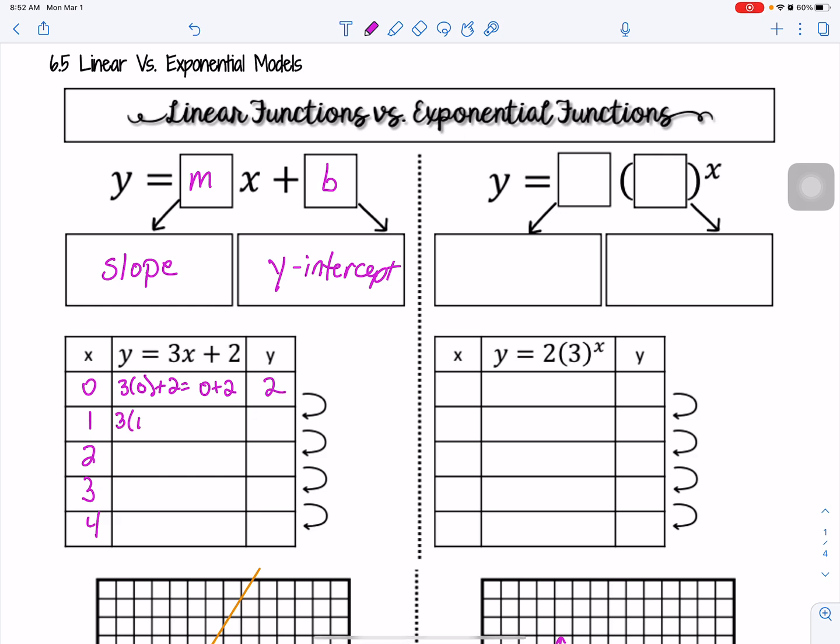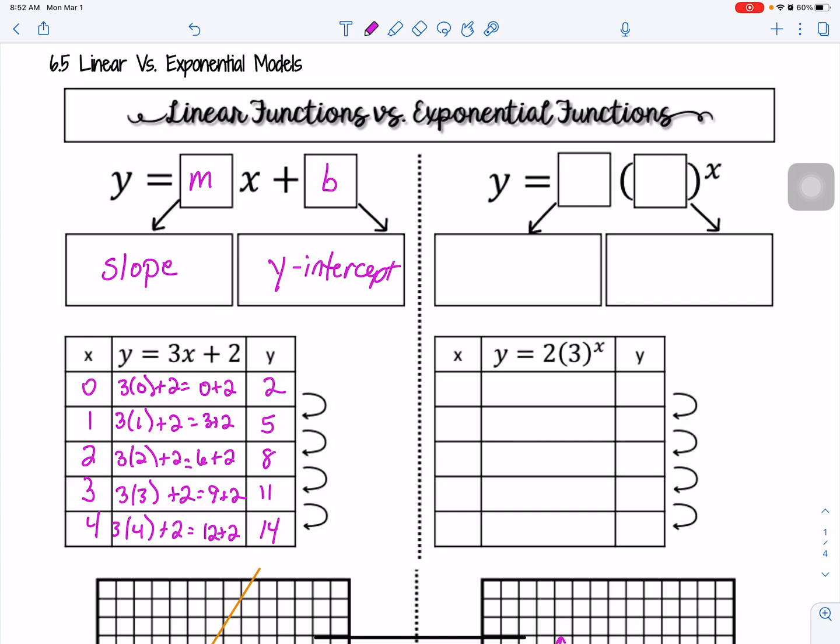And then I would do that the same. The only thing I'm changing is what's in the parentheses. So 3 times 1 plus 2, which is 5. 3 times 2 plus 2, or 6 plus 2, which is 8. 3 times 3 plus 2, which is 9 plus 2, to be 11, or 3 times 4 plus 2. So 12 plus 2 is 14.